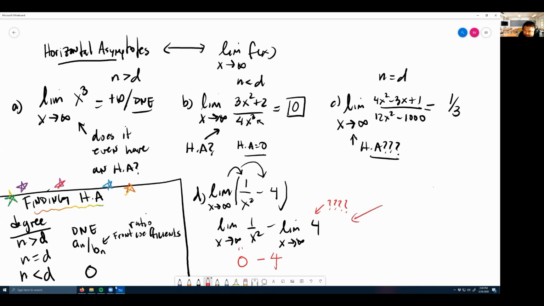Let's take a look at this on a graph. Here's what the function 4 looks like. As x approaches positive infinity to the right, the function still is 4. So not only is it approaching 4, it just stays 4 the whole time. Also, in your notes it says the limit as x approaches anything of a number is equal to the number. I'll write it here again. So my answer, 0 minus 4, is negative 4.